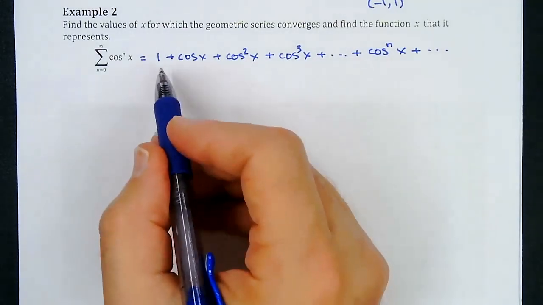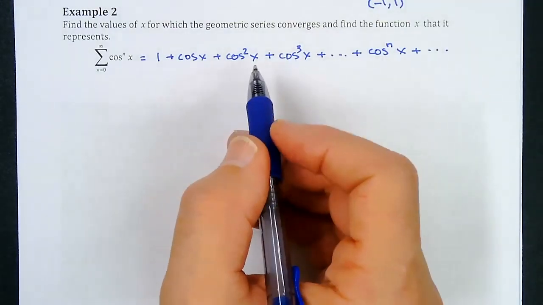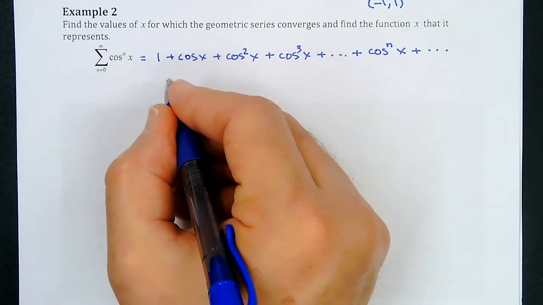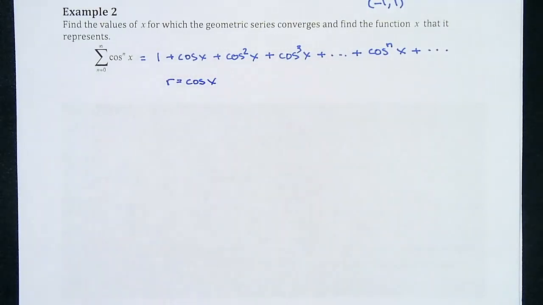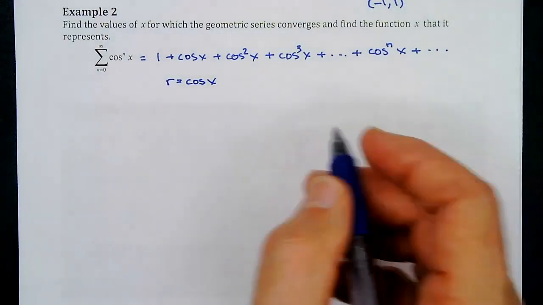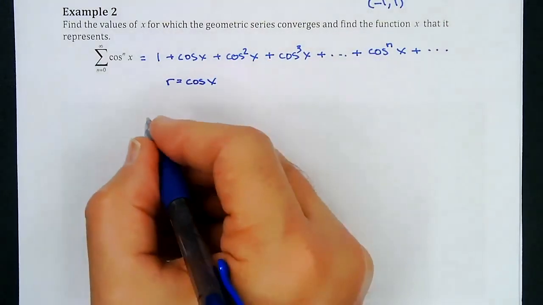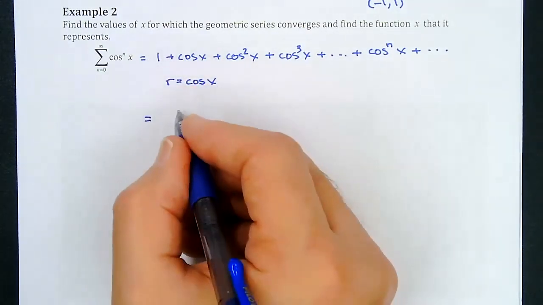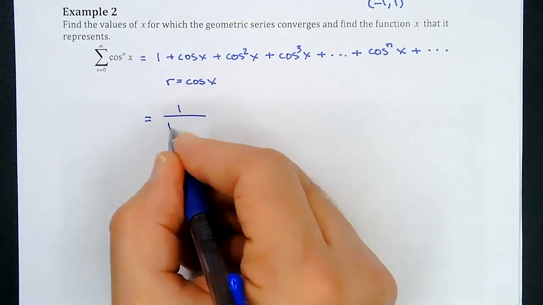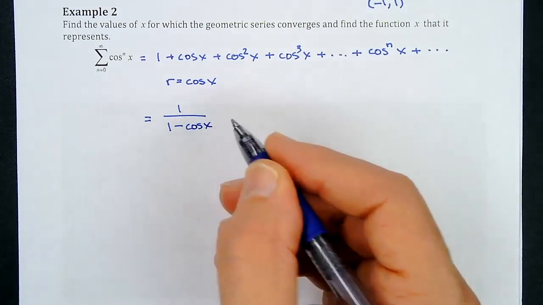So if you notice, to go from one term to the next, we're multiplying by cosine x. So that means my r is cosine of x. Because we know this r, that means we could rewrite this sum, as long as there are restrictions on what cosine could be, as equal to our first term, which is 1, over 1 minus our r, which is cosine of x.